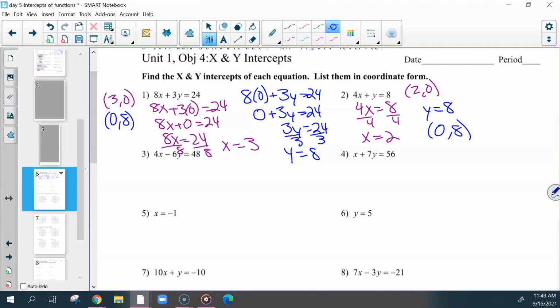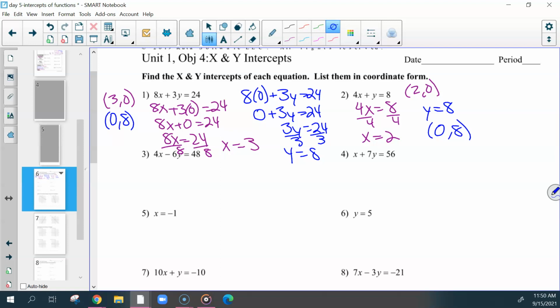Y is 0. What intercept do you find? For x or for y, y is 0. You've got which intercept? X. And then the opposite for the other.